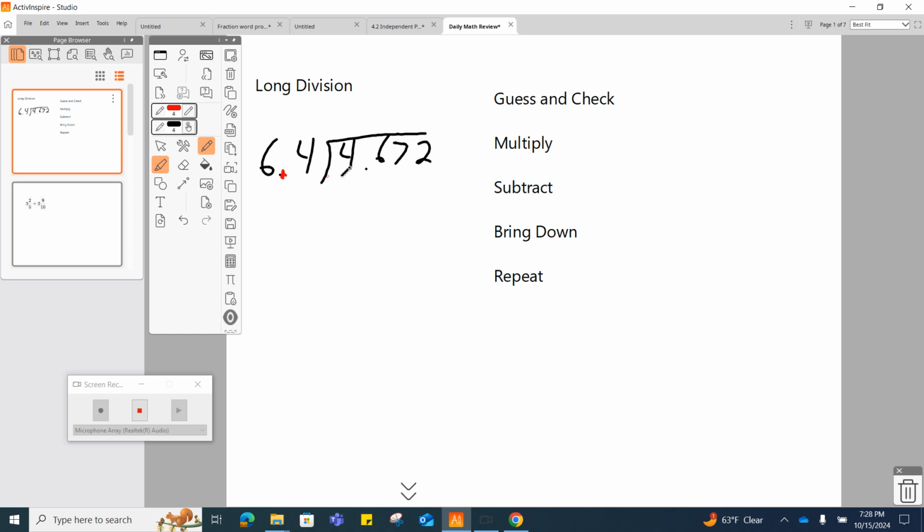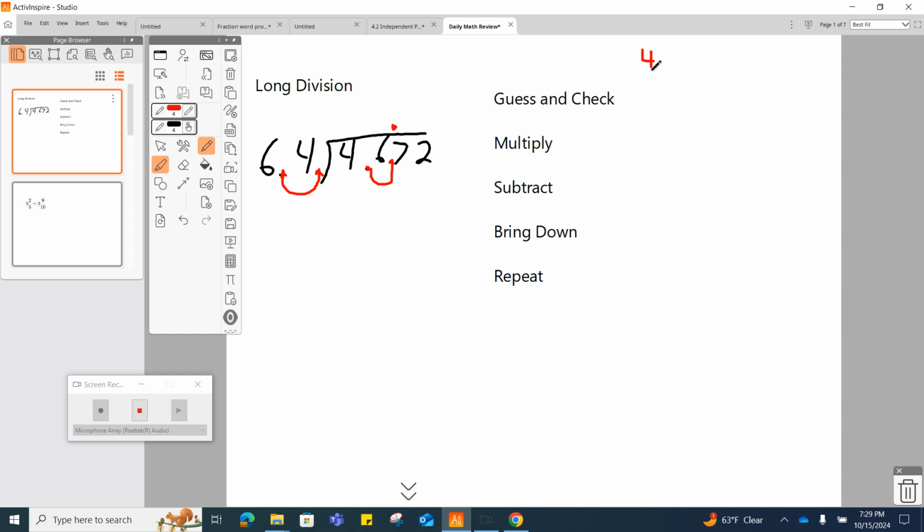So we cannot have a decimal in the divisor. We need to move that over one space. And if we move the decimal over one place value, we need to do it here also. So we are now doing 46.72 divided by 64. So our decimal is here.